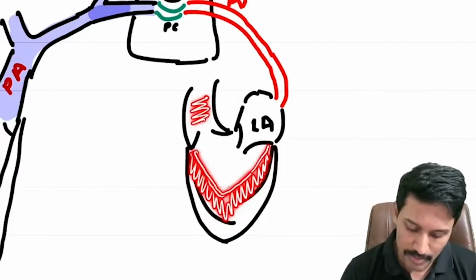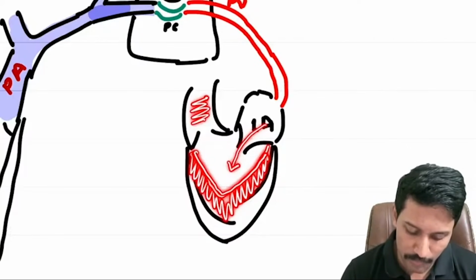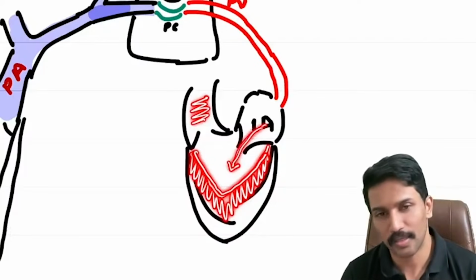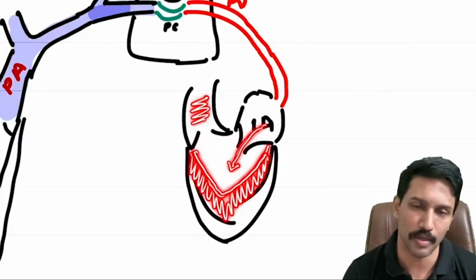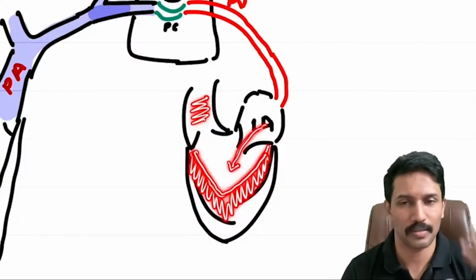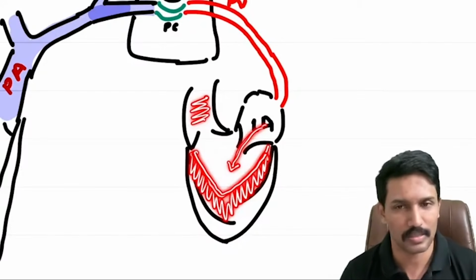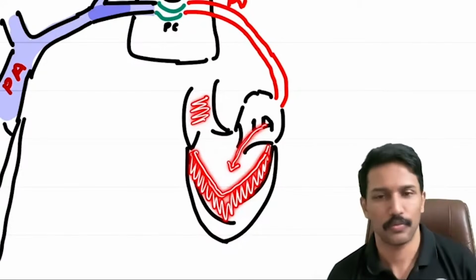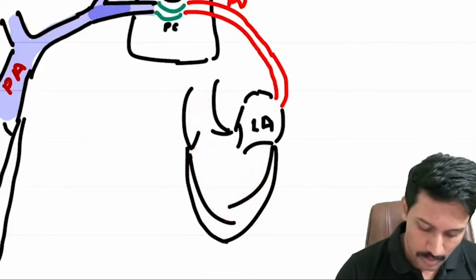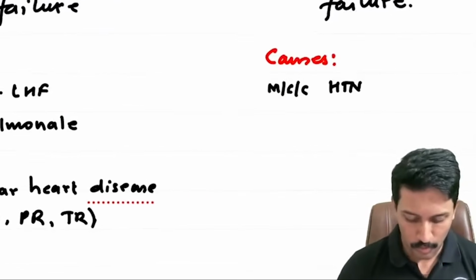Now that I have developed the concentric LVH, I have less space available for ventricular filling. So during diastole, I can't fill a sufficient quantity of blood into the ventricle. And because of that, the amount of blood ejected, or the stroke volume, comes down. Now again, I can call this heart failure, impairment in filling. Simple. That's the most common cause.